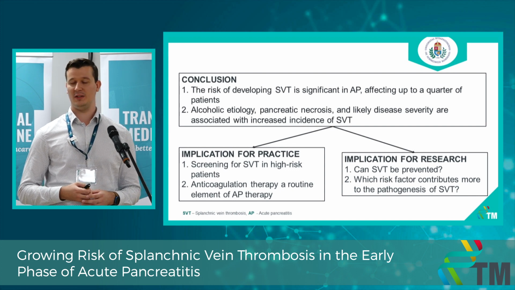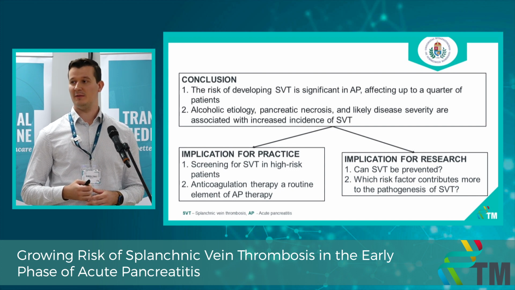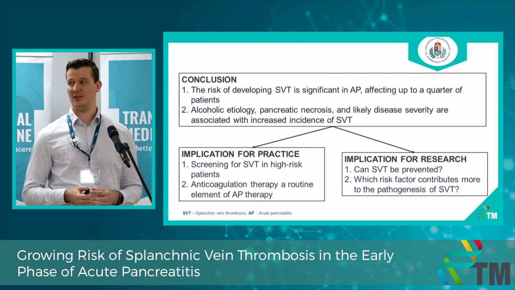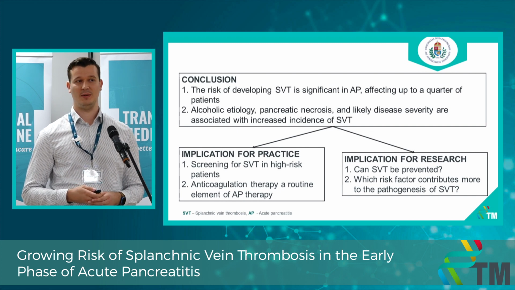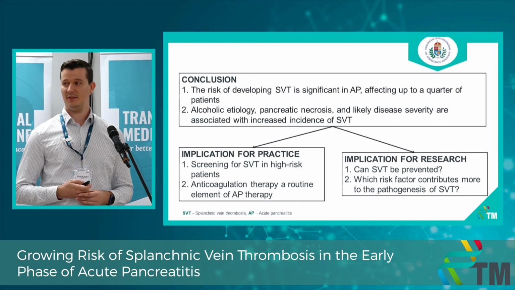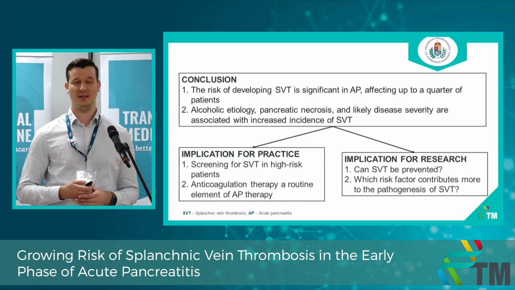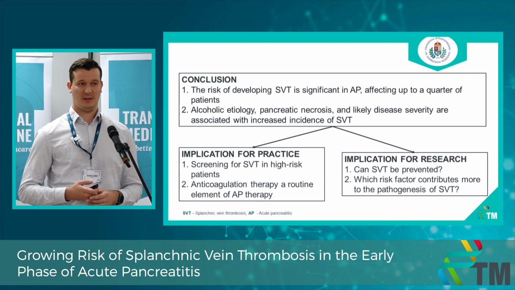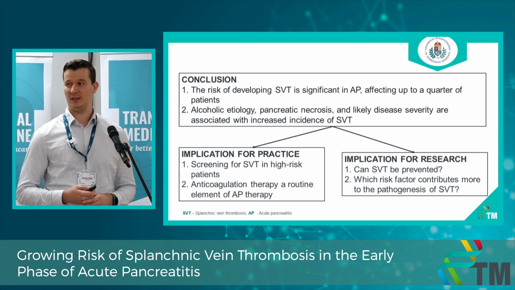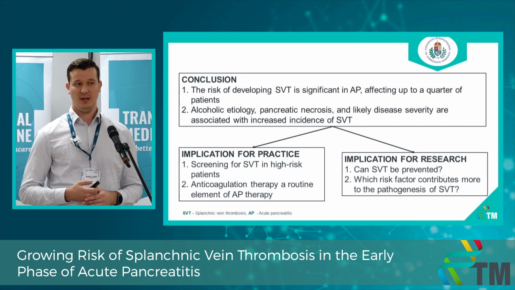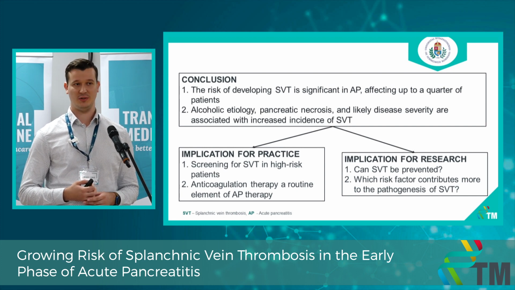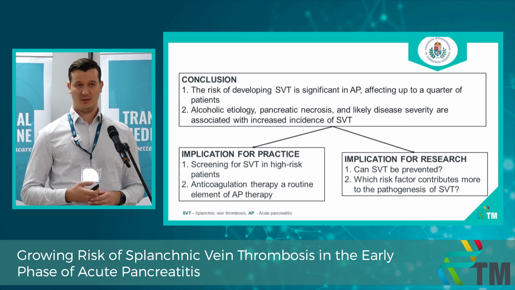So the conclusions are the following. Risk of developing SVT is significant in AP, affecting up to a quarter of patients after the third day after symptom onset. And we have found that alcoholic etiology, pancreatic necrosis, and likely disease severity are associated with increased incidence of SVT. Implications for practice are that screening should target high-risk patients, and we should take anticoagulation seriously in these patients.